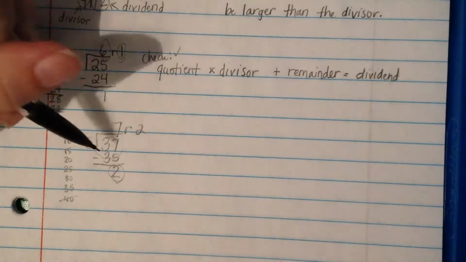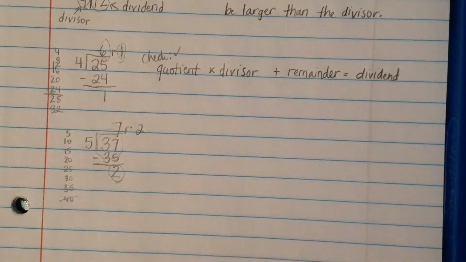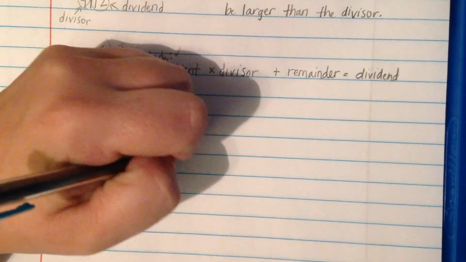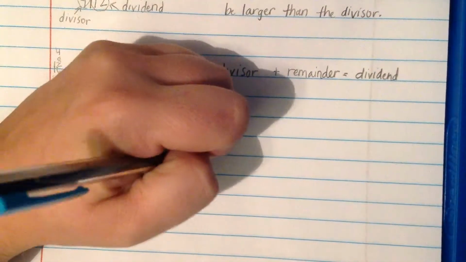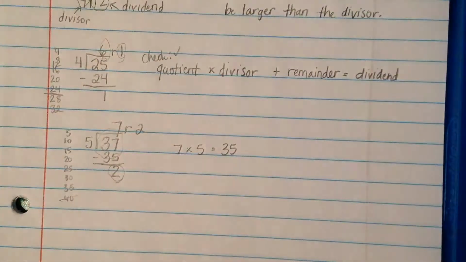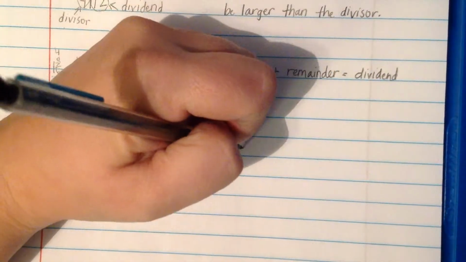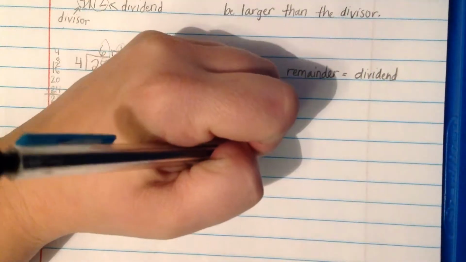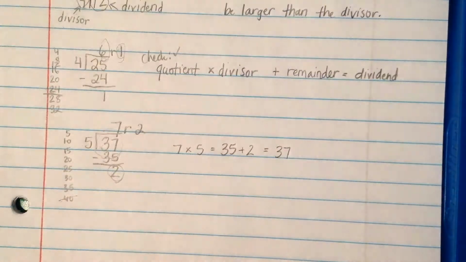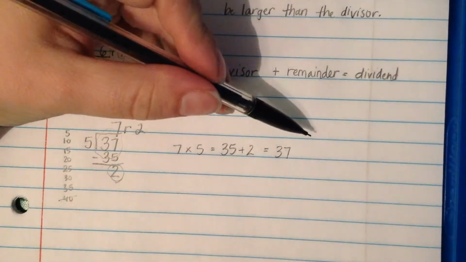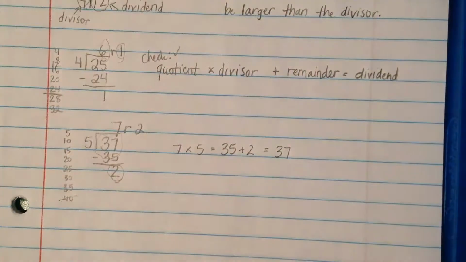Let's check my work. Remember, I'm trying to make 37. So I have 7 times 5, which is 35. Nope, I'm still not there. But I have to remember to add my remainder, and now I get 37. And this number matches.